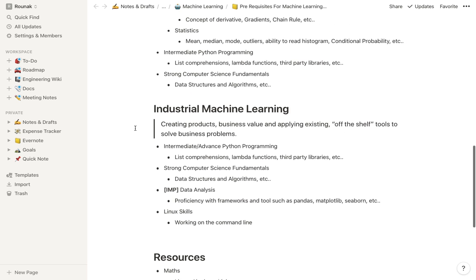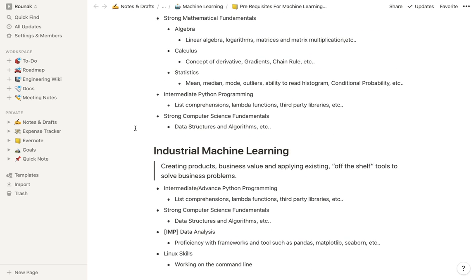The next is industrial machine learning. Now, if you want to work in an industry or in a company or be a software engineer with a machine learning specialization, if you want to create new products, business value, and apply existing off-the-shelf tools to solve business problems, then you can refer to this as the prerequisite.